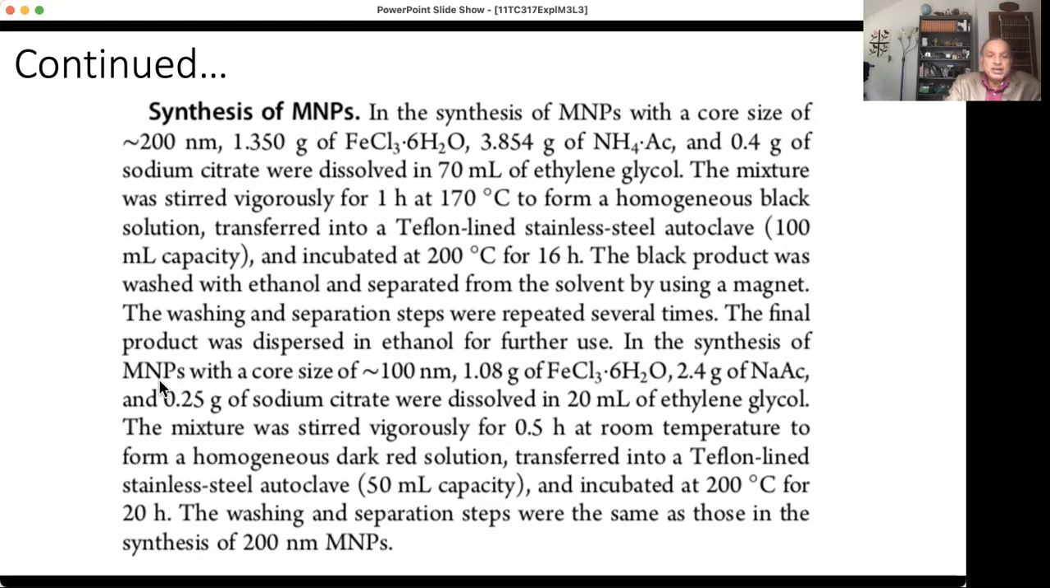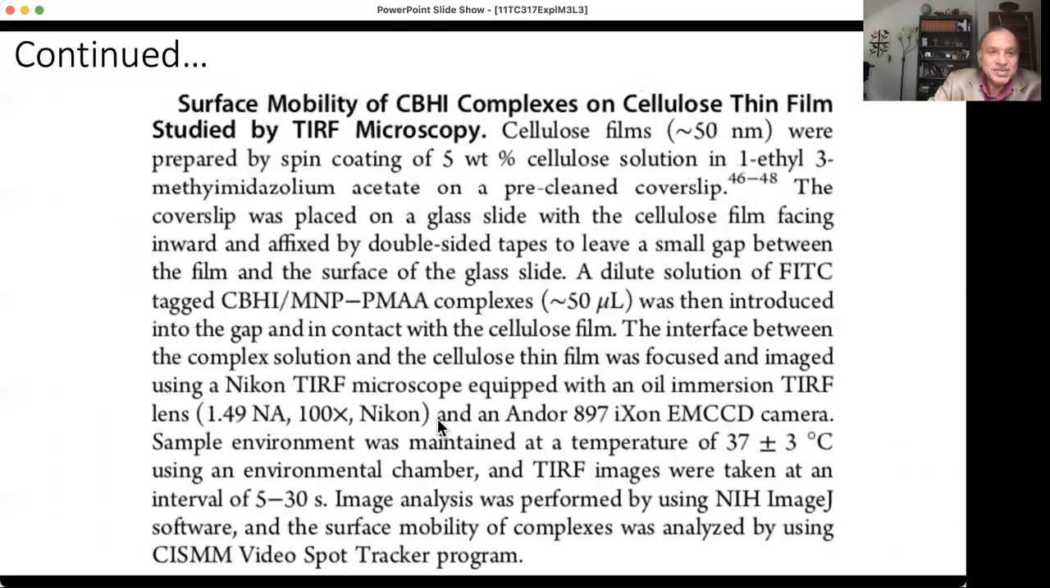Synthesis of magnetic nanoparticles with a core size of 100 nanometers. This is for 200 nanometers. This many grams dissolved in this many. So it is very similar, but it's different. At the same time, you have 200 degrees centigrade for 20 hours. This was done for 16 hours, but this was done for 20 hours. So don't ask me why, because slightly different methods are used, with different concentrations, for different particle sizes. It's all growth and seeding nucleation.